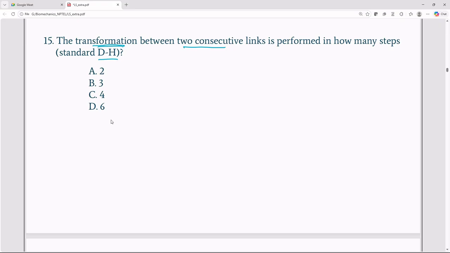The transformation between two consecutive links is performed in how many steps in standard DH? Option A, two transformations. Option B, three transformations. Option C, four transformations. Option D, six transformations.